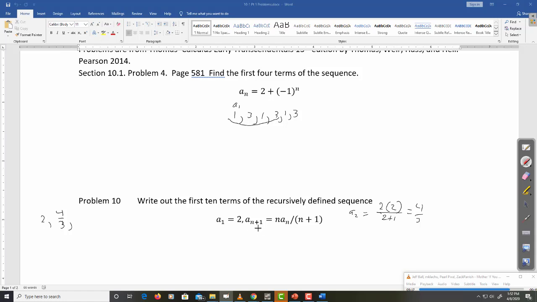Then we have a sub 3 equal 3 times 4/3 over 3 plus 1. So that's going to be 4 over 4, which equals 1. Then a sub 4 will be 4 times 1 over 4 plus 1. So that's 4/5.